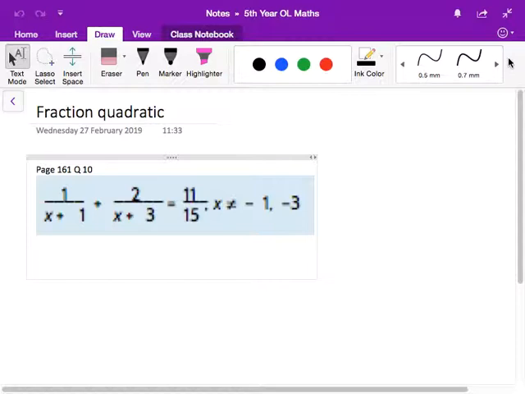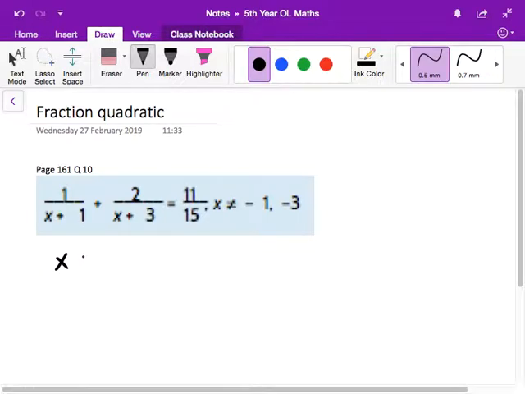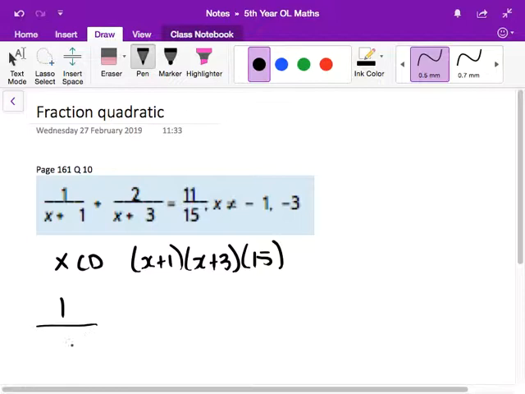Okay, so we need to multiply everything by the common denominator, which in this case is all the bottom lines, which is x plus 1, x plus 3, and 15. So we have 1 over x plus 1, and we're going to multiply that by x plus 1, x plus 3, and 15.